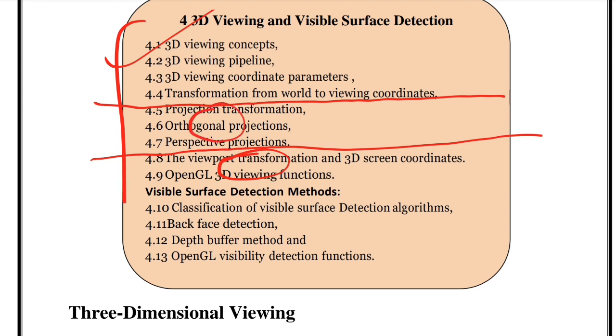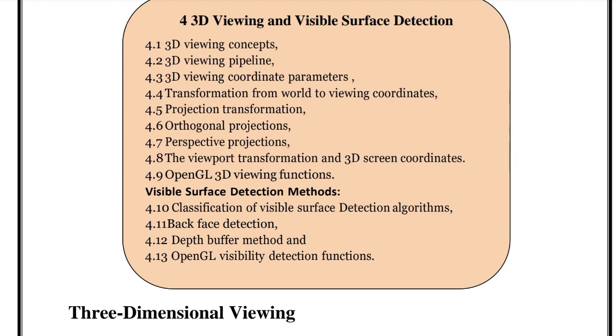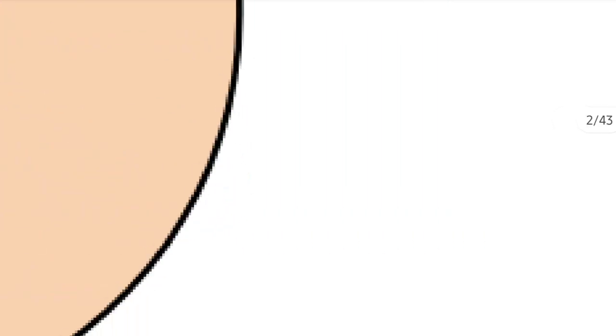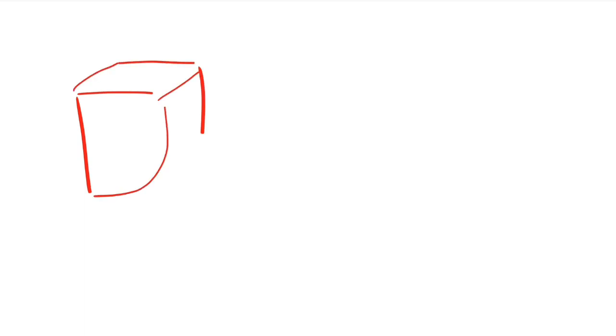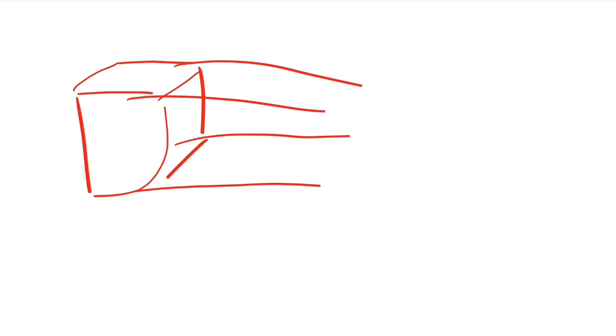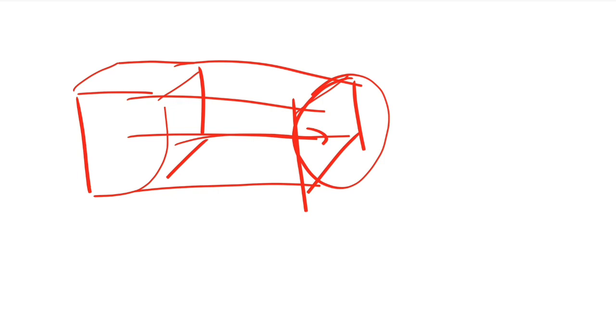So in this, the projection transformation, orthogonal and perspective. In one sentence only I will explain what is orthogonal and what is perspective. Orthogonal means, if you have a cube like this and you are able to see the cube's same dimensions from a different direction, meaning from a different distance also, that is known as orthogonal projection. Orthogonal means 90 degrees.